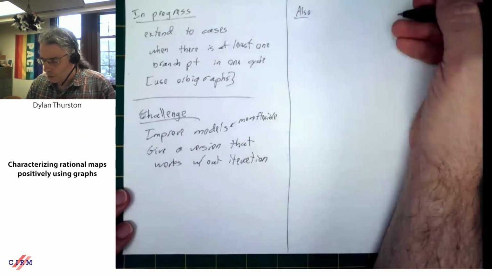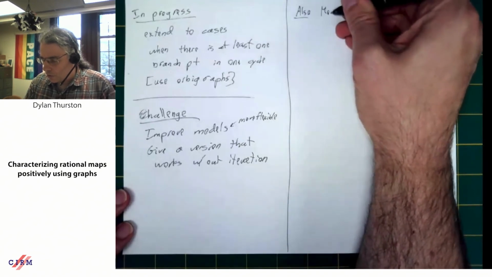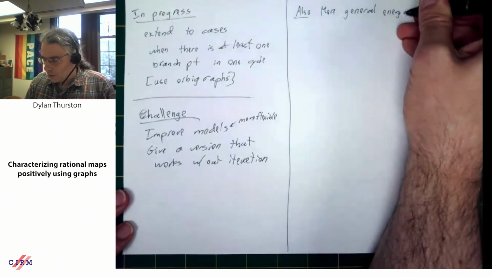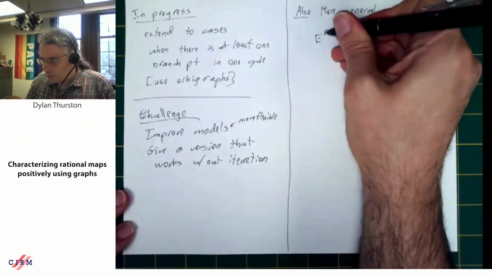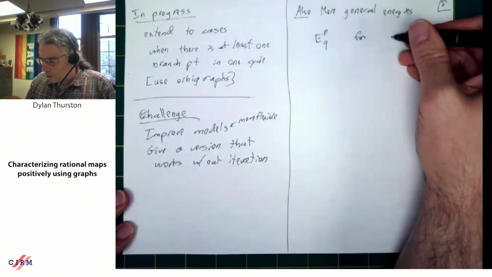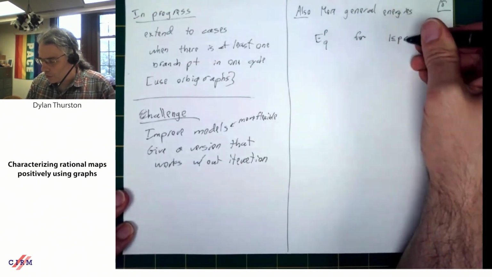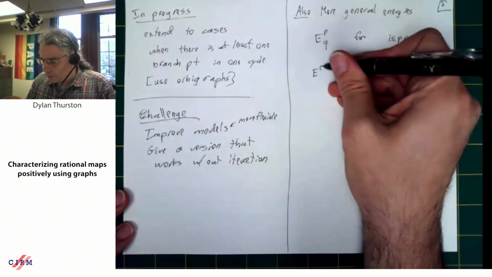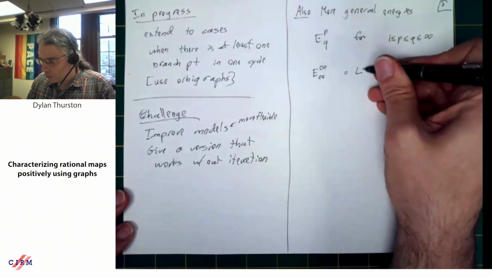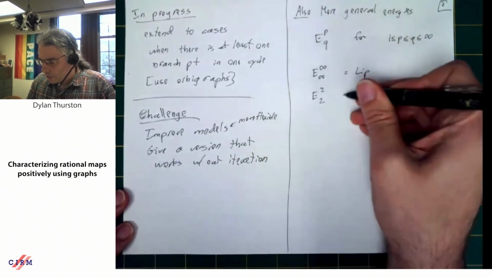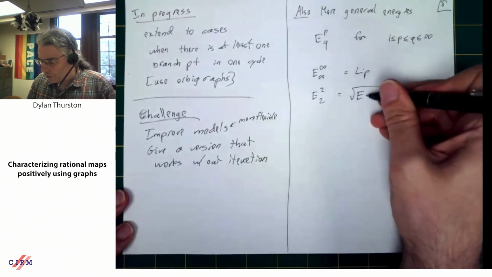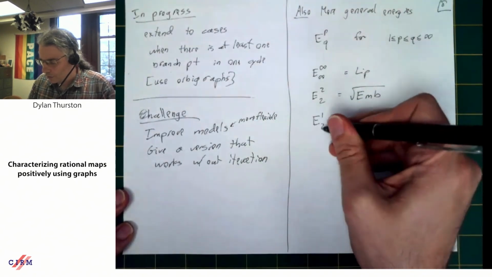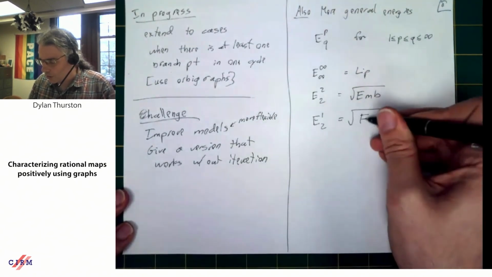We also mention that there's a more general family of energies, E_{P,Q} for P and Q between 1 and infinity, where, for instance, this one is the Lipschitz energy, this one is the square root of the thing I called embedding energy, which was an unusual one, but other ones are less unusual, like this one is the square root of the extremal length.